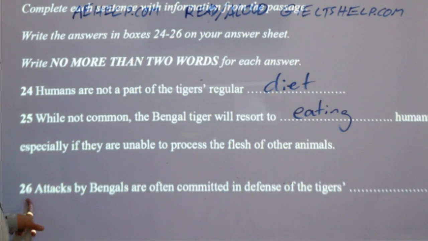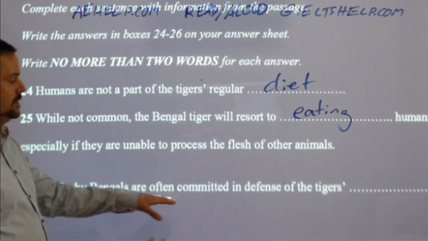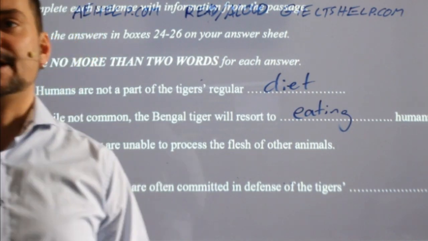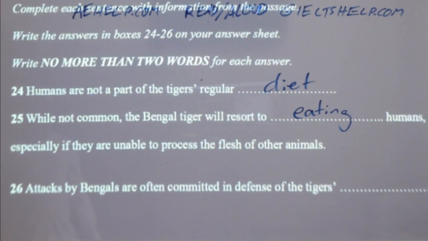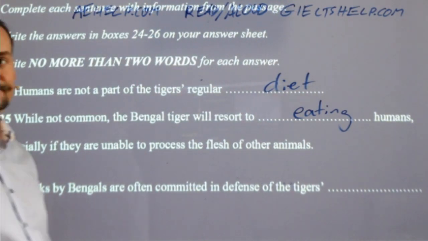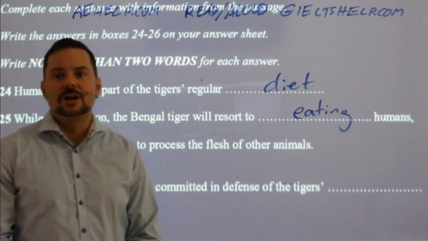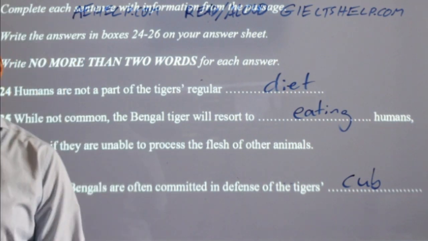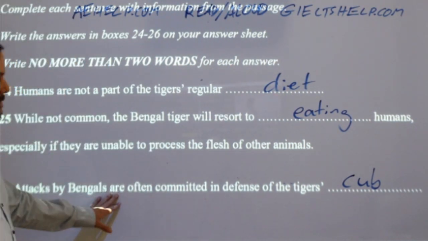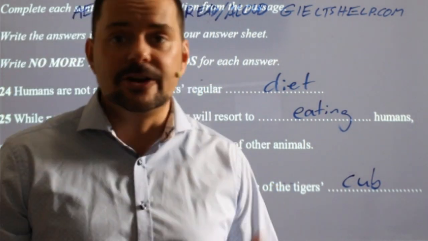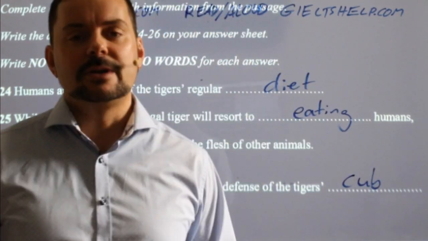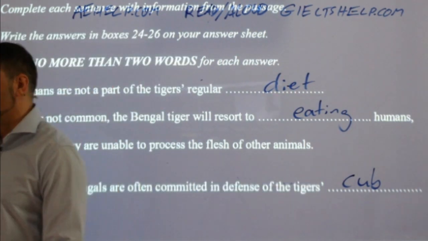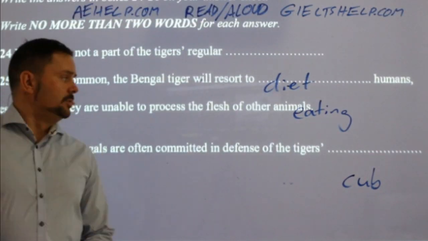Eating. 26. Attacks by Bengals are often committed in defense of the tigers. What? So what is the tiger defending? The tiger's, yeah, cub or cubs, Boomy. Very good. Cub or cubs, not baby. Okay, so attacks by, just remember, I hope you visualize that one. I did. The mama tiger being like, oh, I'm mama tiger. I'm gonna make sure my babies don't get their food stolen. Okay, so tigers, cubs, the babies. But don't write babies because that's not correct. Okay. All right, students. That's how you do it.